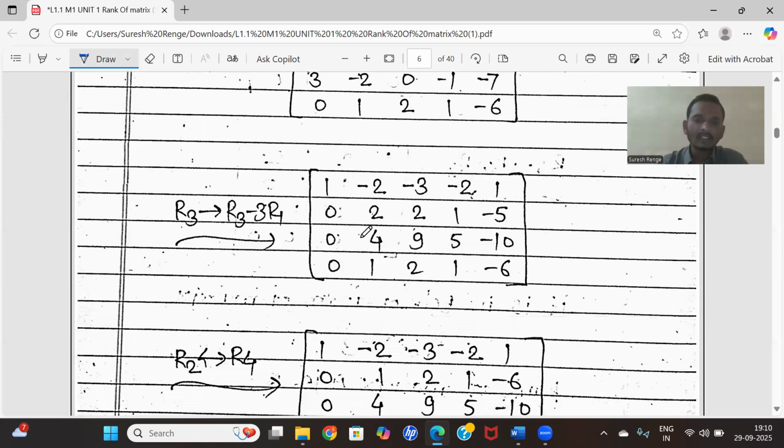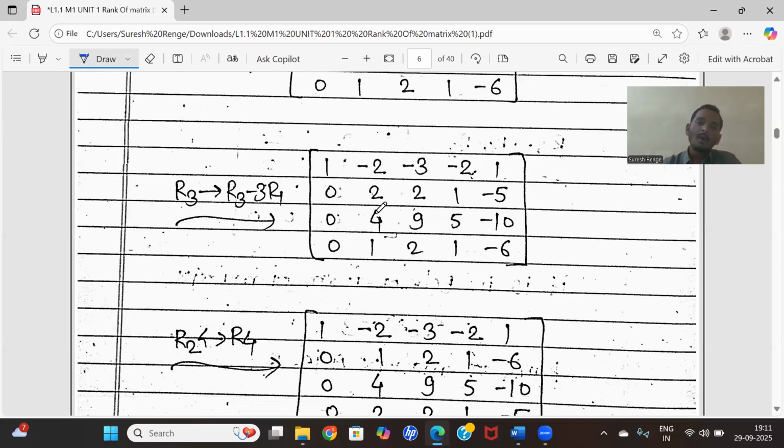Now let us observe. The first 1 is the leading element for row number 1, and all elements below it have become equal to 0. Now go to the second row and find the first non-zero element, that is, the leading element for row number 2, which is equal to 2. But 4 is a multiple of 2, while 1 is not a multiple of 2.